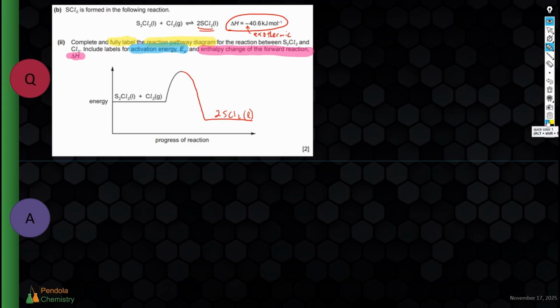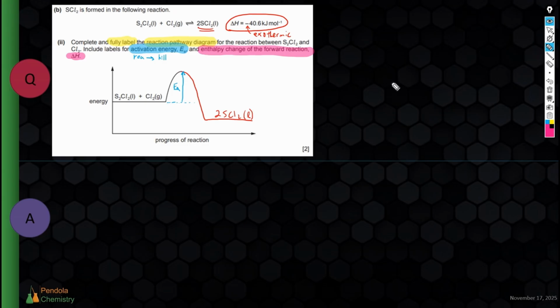Now, we need to also include the activation energy. Remember, the activation energy is the distance from the reactants to the hill. So in this drawing, we need to draw the activation energy, which is the distance from our reactants on the y-axis up to our hill. And it says fully labeled, meaning when we draw that arrow, we need to put here EA to show that it's representing the activation energy.